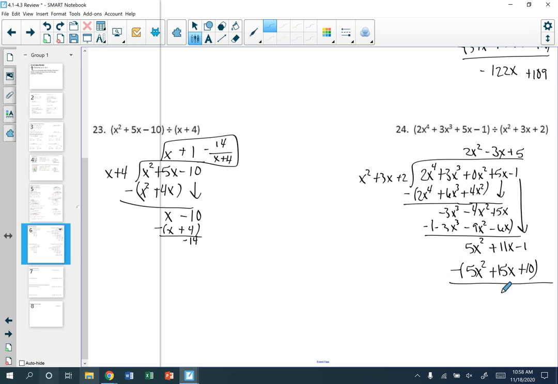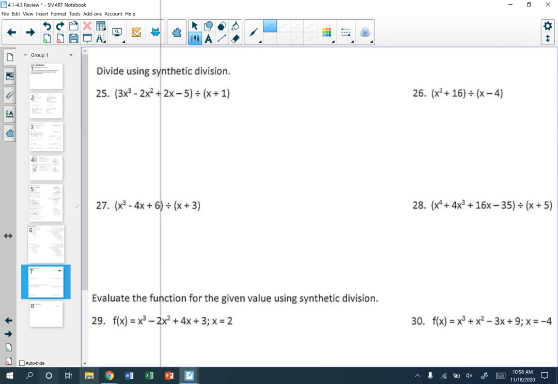Subtract, we get negative 6. Negative 4x minus 11. Nothing more I can do with that, so I add that as my remainder over my divisor. All right, there's my answer for that. And that's it for long division.